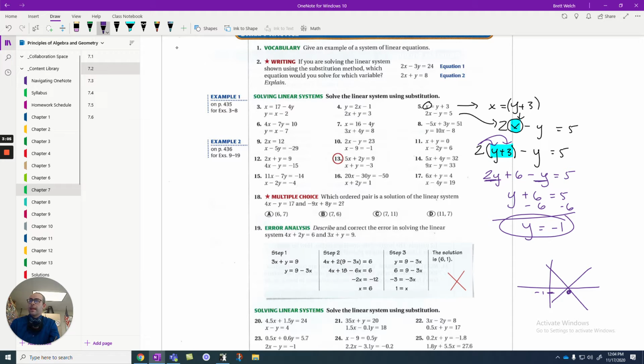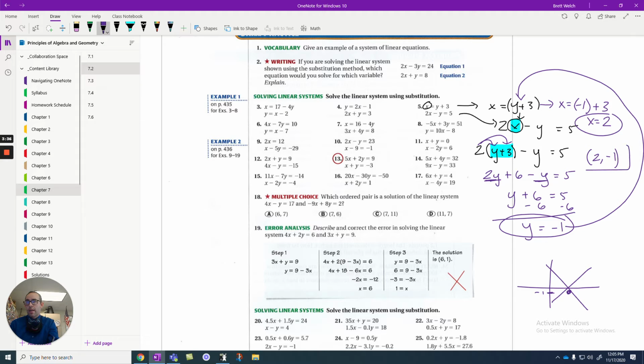If I use that negative 1 back in the original substitution equation, my x is equal to y, which I know is negative 1, plus 3. Well, x is negative 1 plus 3, which equals 2. So that means that at the point 2 for x, negative 1 for y, these two lines on number 5 will cross at exactly that location. This is what we're finding.